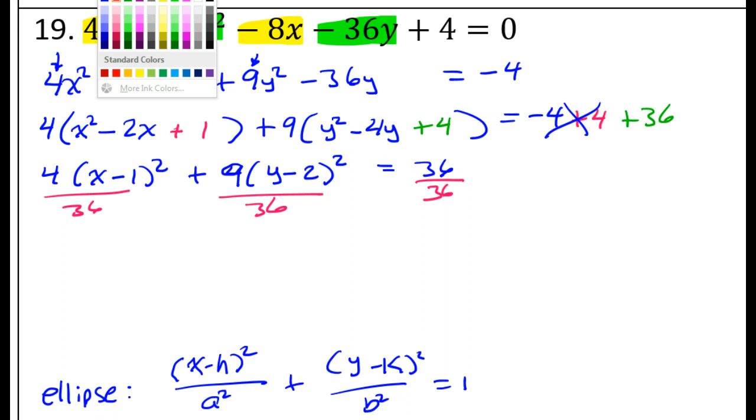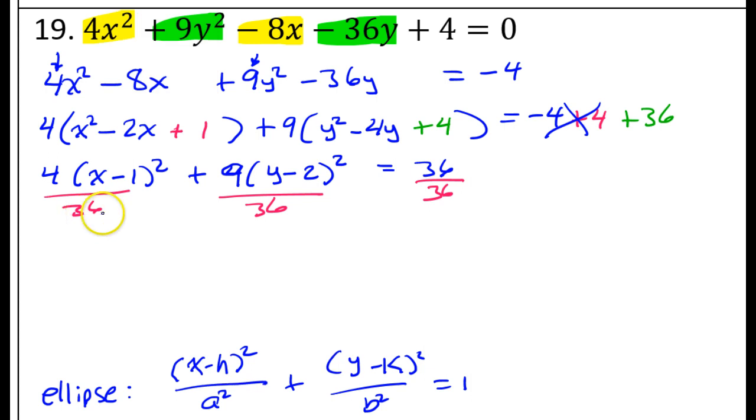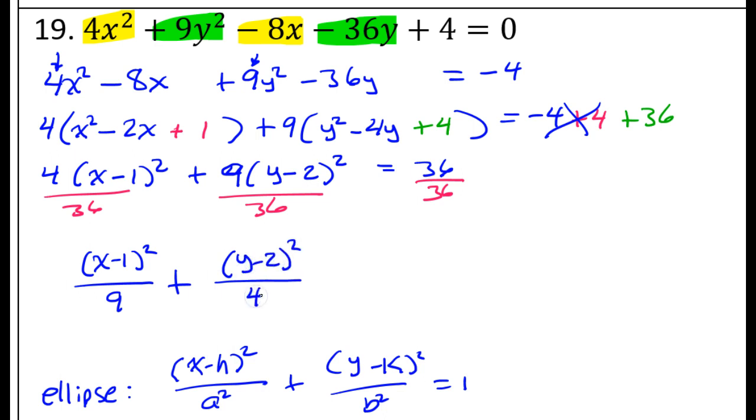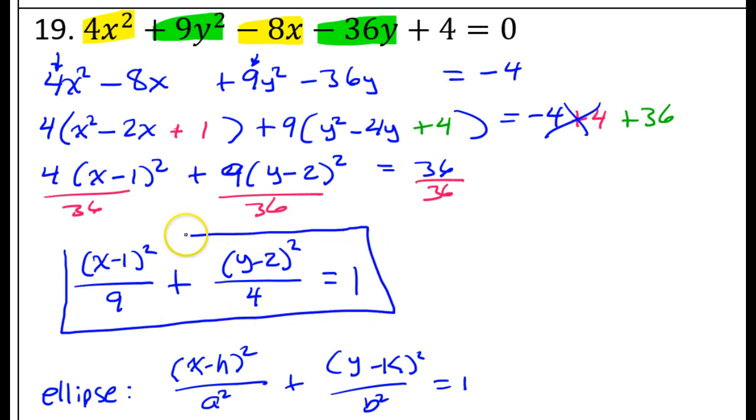Now I'm just going to reduce these fractions. 4 goes into 36 9 times. So I will have x minus 1 squared over 9, and then plus y minus 2 squared over 4 is equal to 1. So this is the solution. This is the standard form equation of the ellipse for number 19.